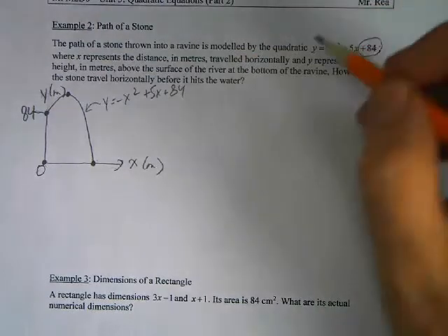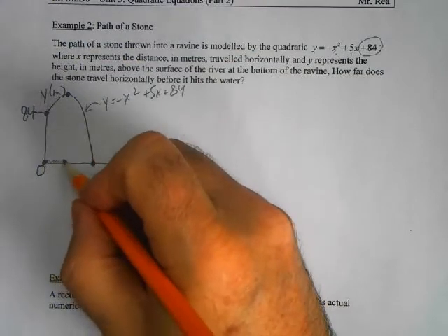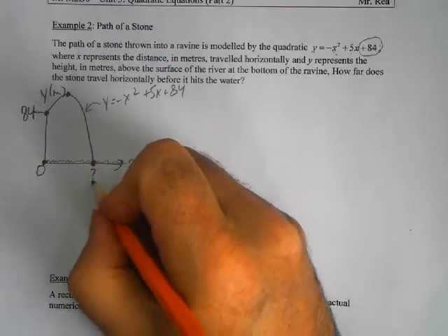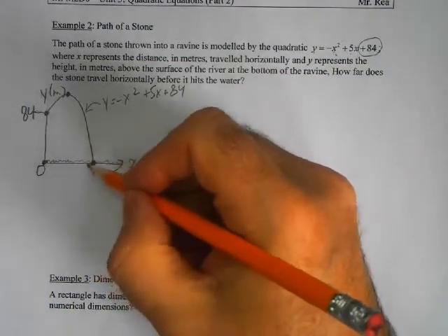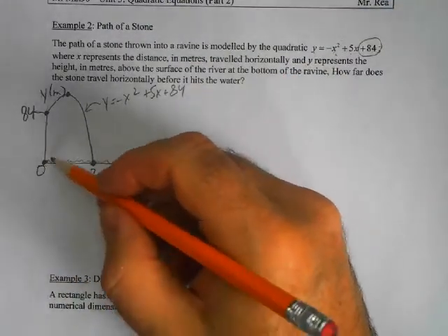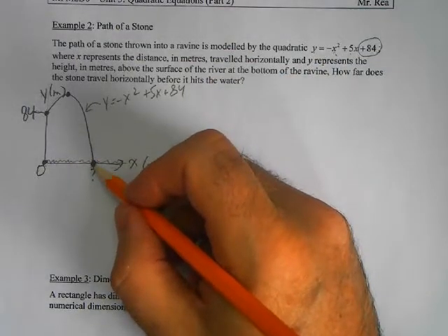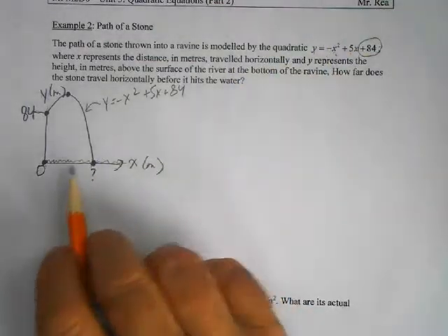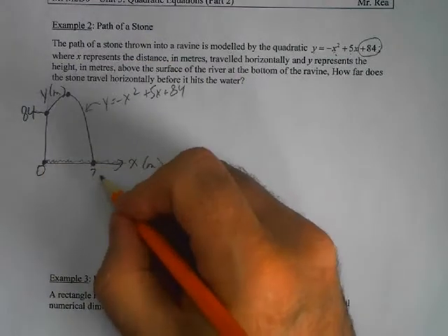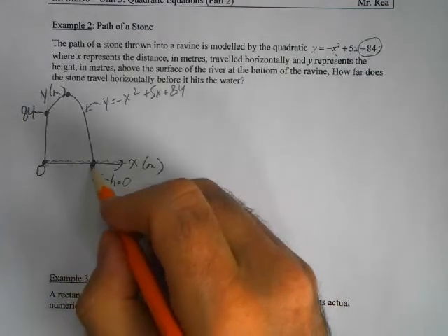It's asking, how far does the stone travel horizontally before it hits the water? So I guess we should make this look more like water. That's the point that we want to know. We want to know how far it went from the edge of the ravine or the cliff before it hit the water. Remember, we talked about this. This is an x-intercept. So the y value here, the height of that point, is h equals 0. The height is 0 when it hits the water.